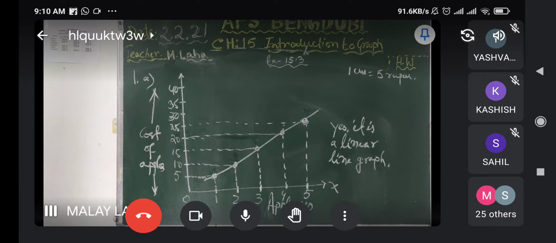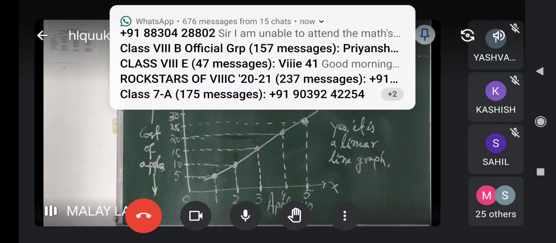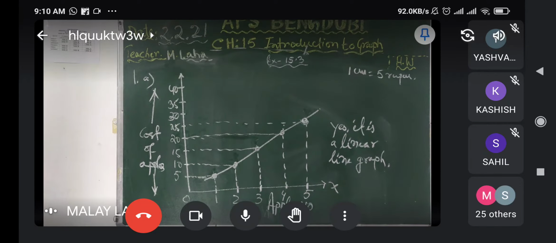At the side you write down: yes, in this case, commodities and price. If you purchase more commodities, you have to pay more money. If you purchase fewer commodities, you will pay less money. So commodities and price form a linear line graph. Understood?